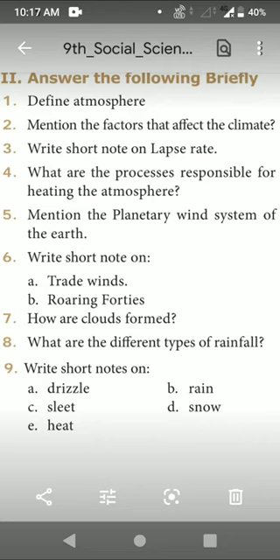Mention the planetary wind system of the Earth. The winds which constantly blow in the same direction throughout the year are called the planetary winds. They are also called permanent winds or the prevailing winds. These winds include trade winds, westerlies, and polar easterlies.